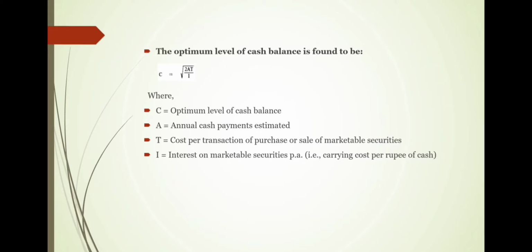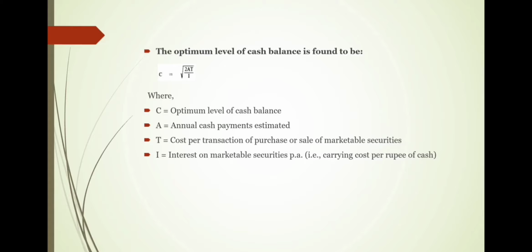The optimum level of cash balance is found using this formula of Baumol's EOQ model: C is equal to the root of 2AT divided by I, where C stands for the optimum level of cash balance, A stands for annual cash payments estimated, T stands for cost per transaction of purchase or sale of marketable securities, and I stands for interest on marketable securities per annum, that is the carrying cost per rupee of cash.